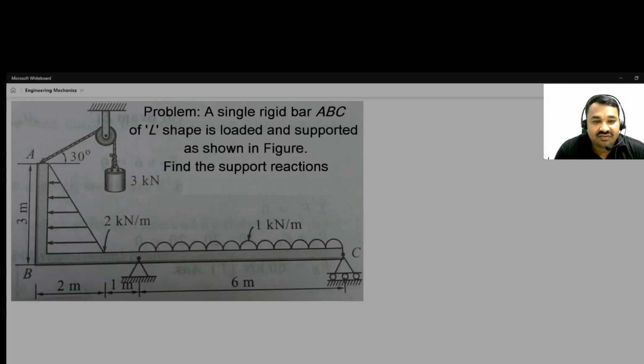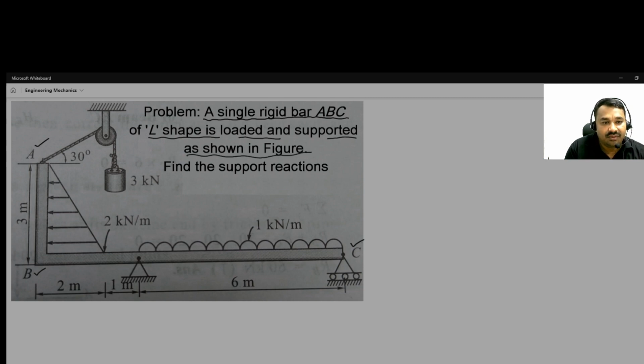So dear students, once again welcome, and here we are going to solve this problem. The problem statement is: a single rigid bar ABC, so you can see in the figure, this is A, B is here, C is here, of L shape, is loaded and supported as shown in the figure.